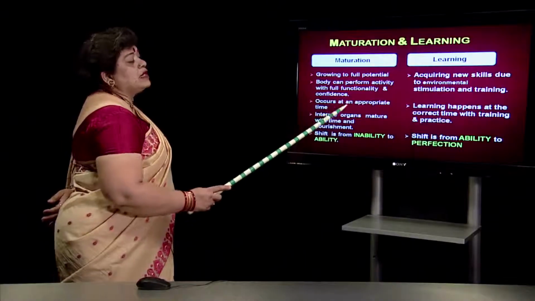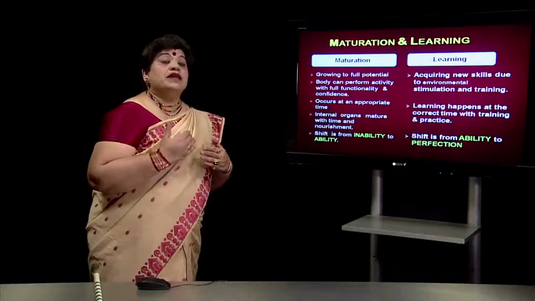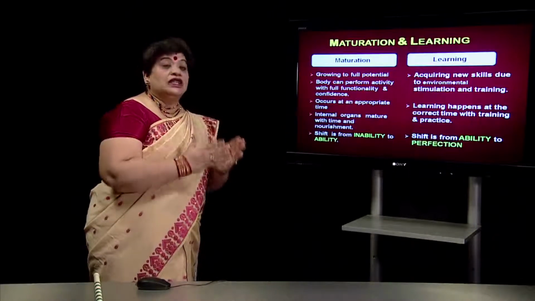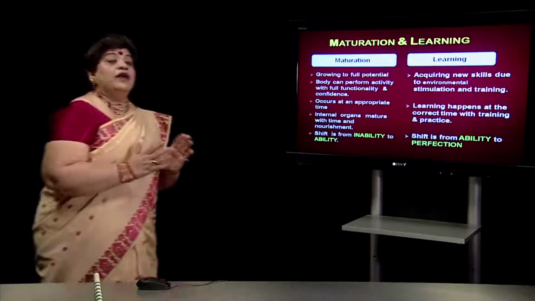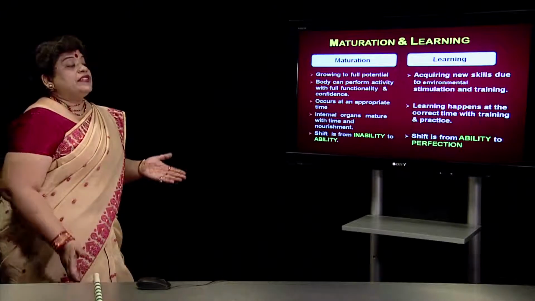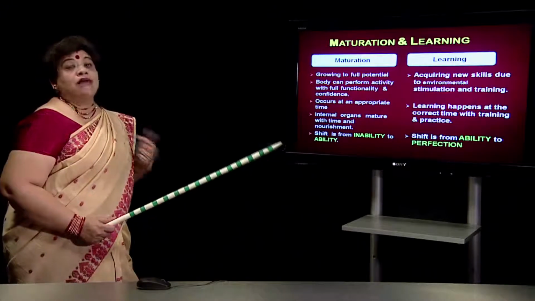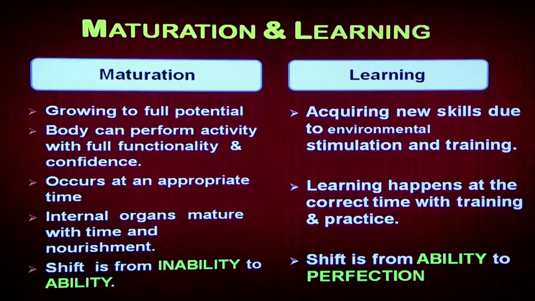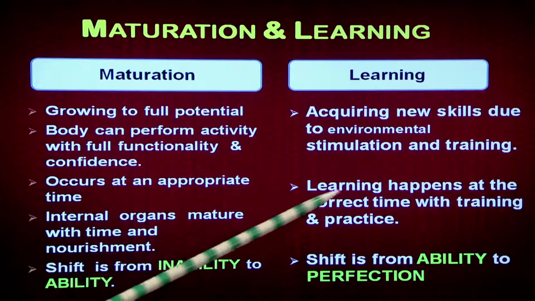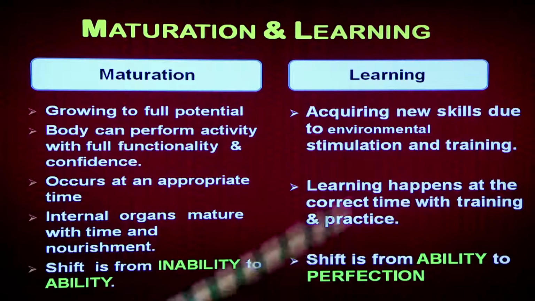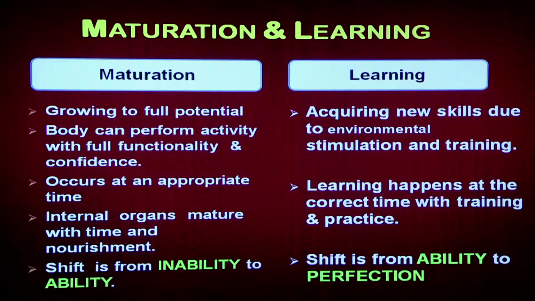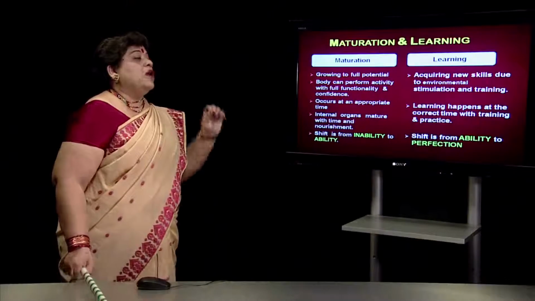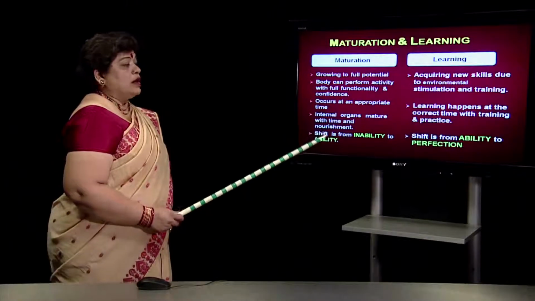Maturation happens or occurs at an appropriate time. And we must know that the child first should come into sitting posture, then only the child will start crawling. If the child is not able to sit, it is wrong on our part to expect the child to crawl. And similarly, learning opportunity has to be provided. That is, it will happen at the correct time with training and practice. Only when repetition and practice happen will the child be able to crawl.